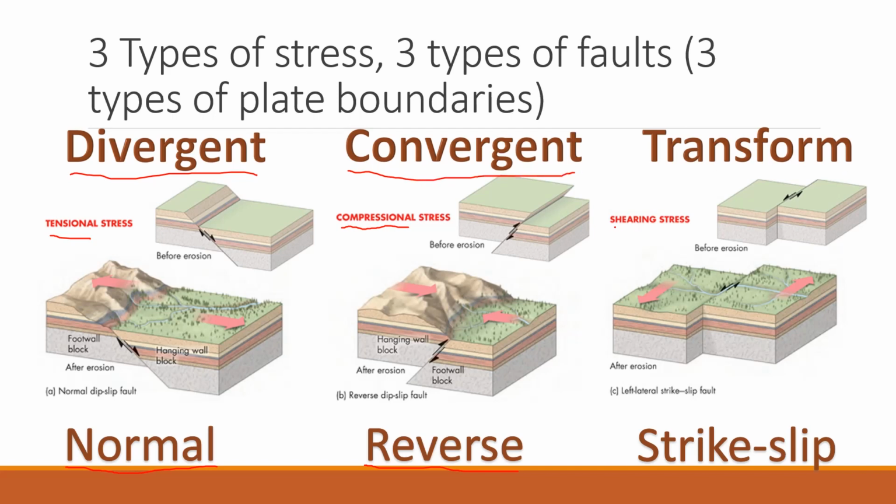And then our 3rd type of stress is called shearing. These make what are called strike slip because again we're slipping along the strike of our fault. We're not going up or down. And these tend to happen at transform boundaries where you have 2 plates sliding past each other. You will see this slide again many times. Know this slide, I will add.